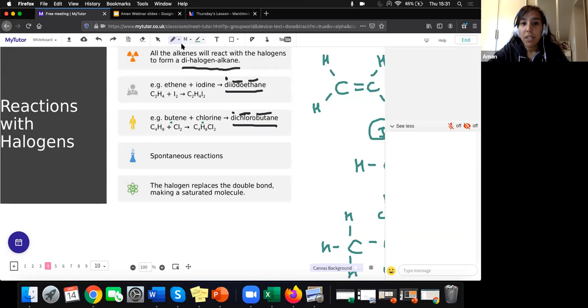Someone's asking, are certain alkenes more reactive, like a reactivity series? Really good question. You will learn about this at A level. The important thing that you need to know is that the double bond is what makes it reactive. So you don't need to know about a reactivity series. You just need to know it's the double bond that makes it reactive.